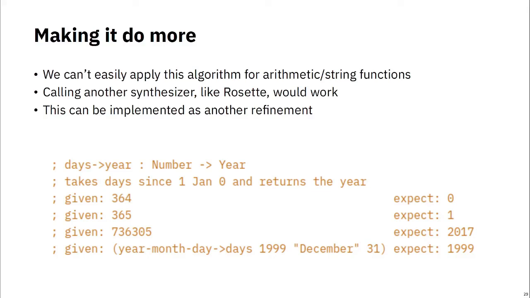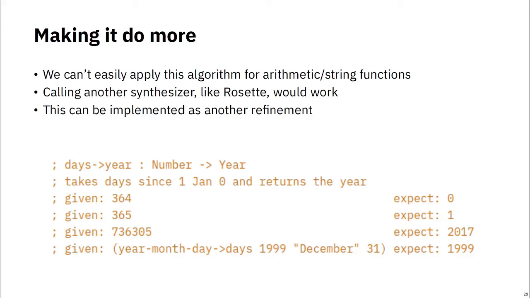Another thing of note is that since we have a lot of interesting data, like numbers and strings in our language, this algorithm doesn't particularly work well for those. For example, here's a function from a 211 problem set that takes the days since the 1st of January in year 0 and returns the year. The problem is that this doesn't actually follow any kind of structural template, and we don't have all of the constants that we need to create this function in our examples.